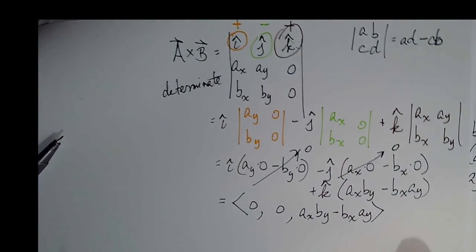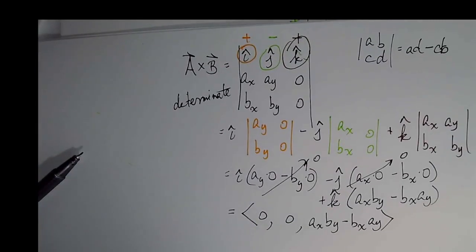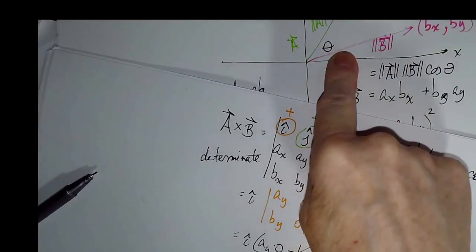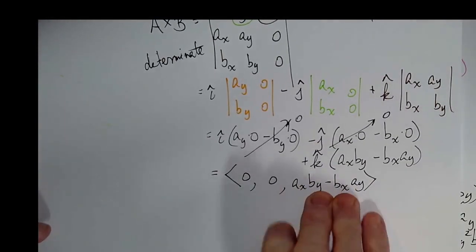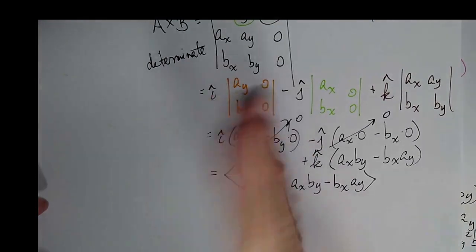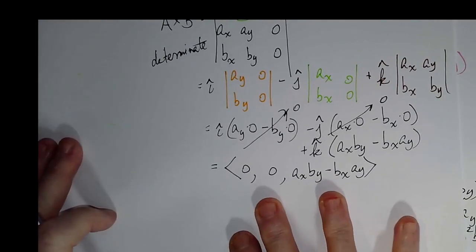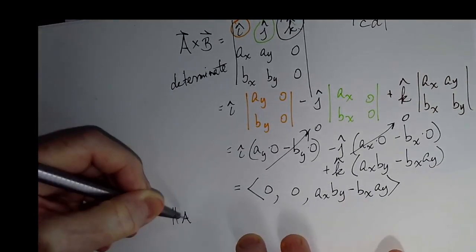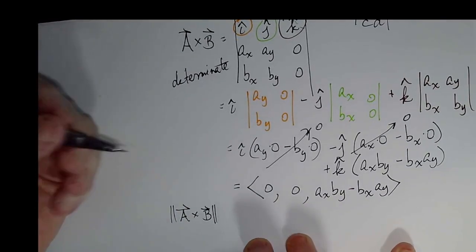There we go. So the cross product of two vectors that live in the plane, two vectors like these that live in the plane, is a vector that only lives in the Z axis. That's kind of cool. And we want to play with the magnitude of A cross B.